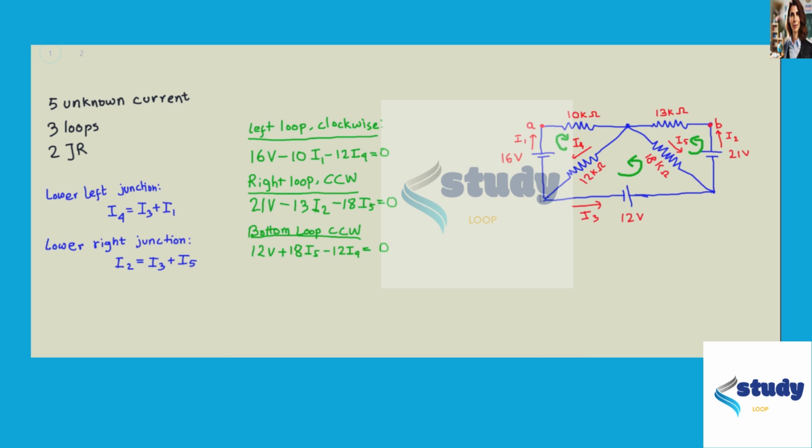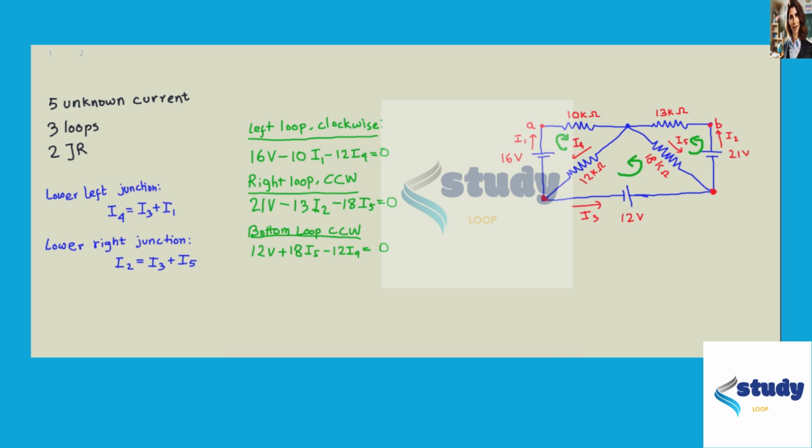Now the junction rule that we're applying is on the lower left, that means this point, and the lower right, which is this point. As we see here, I3 and I1 are going out and I4 is coming in. So I4 is equal to I3 plus I1. And for the lower right, I5 and I3 are coming in, but I2 is going out. So I2 is equal to I3 plus I5.